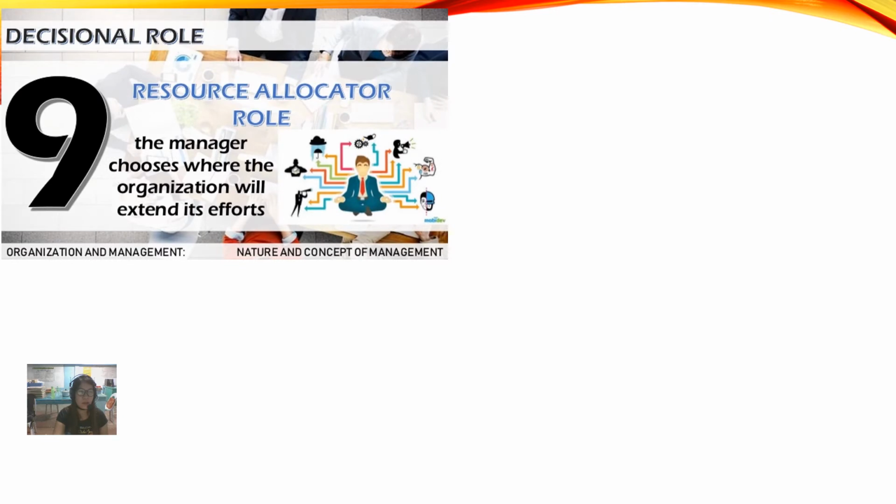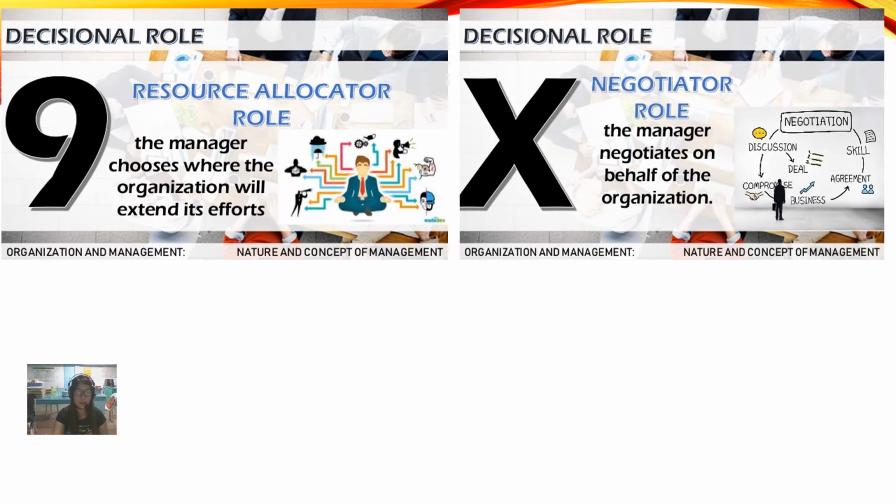Next, we have decisional roles. Resource allocator role. This manager chooses where the organization will expend its efforts. A manager is also required to determine where to assign funds and other resources. Then we have negotiator role. The manager negotiates on behalf of the organization. It is also a person who conducts negotiations.